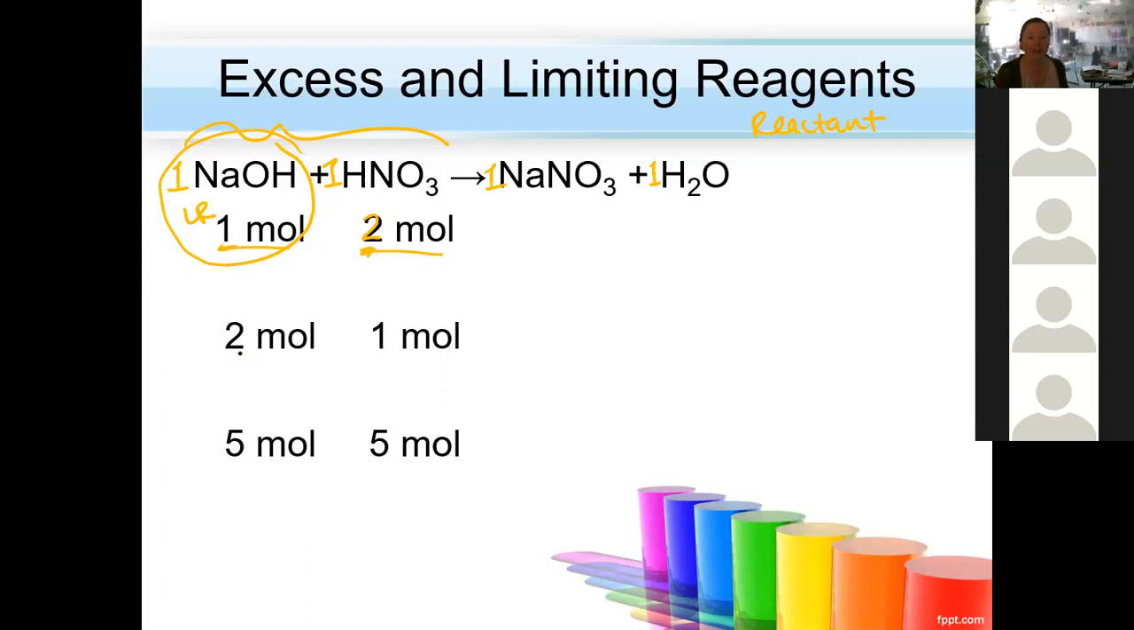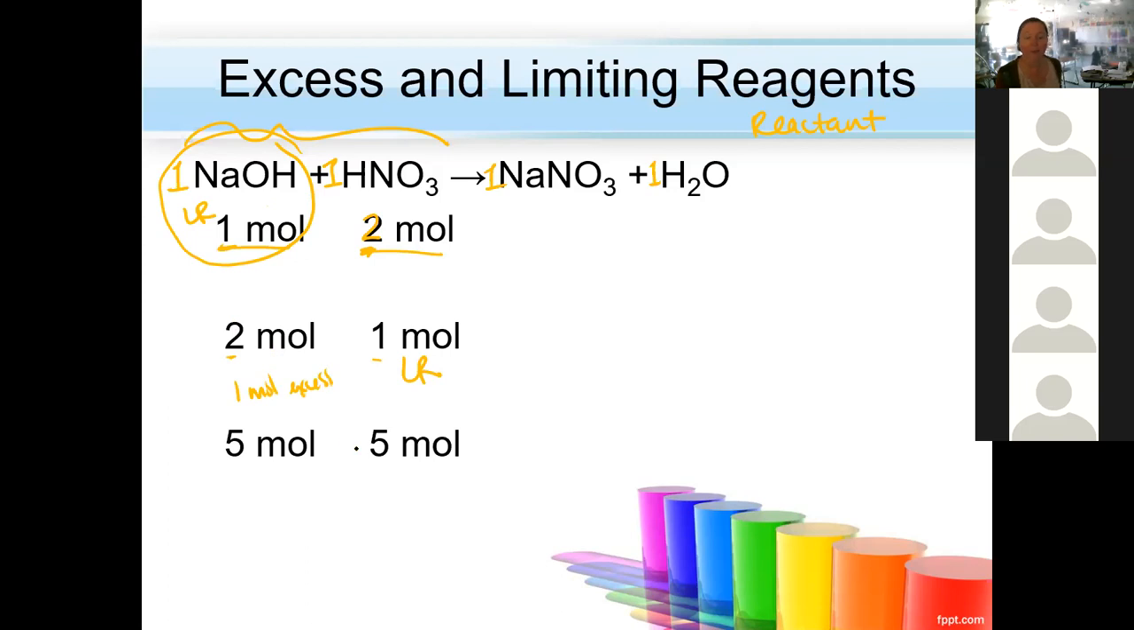Let's do the same thing with this combination of quantities. What if I have 2 moles of sodium hydroxide and 1 mole of nitric acid? What will be my limiting reagent in this example? Nitric acid. Exactly, the nitric acid is now going to be my limiting reagent because in a 1-to-1 ratio, if I have 1, I need 1. How many moles of sodium hydroxide extra would we have? One again. I would have 1 mole in excess.